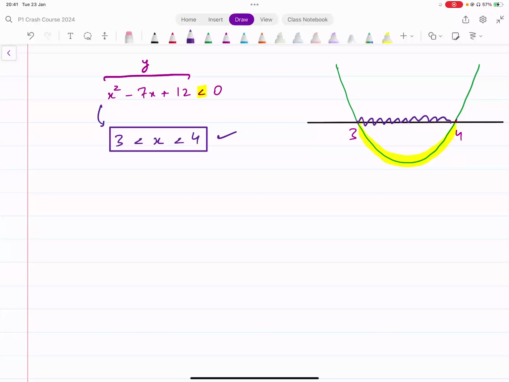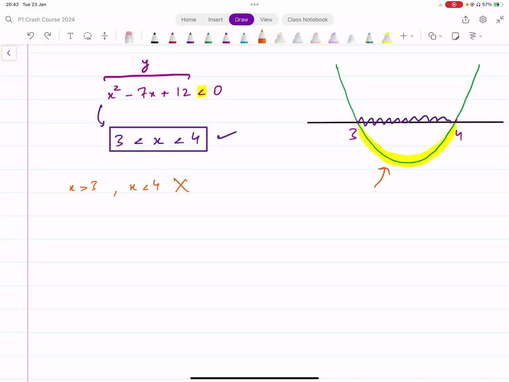This is an important point: you would not write it separately like this. You don't say x is greater than 3 or x is less than 4. Don't write it separately. It's a single region. You have to write this as a single inequality. You'll say x is between 3 and 4 together as a single inequality.